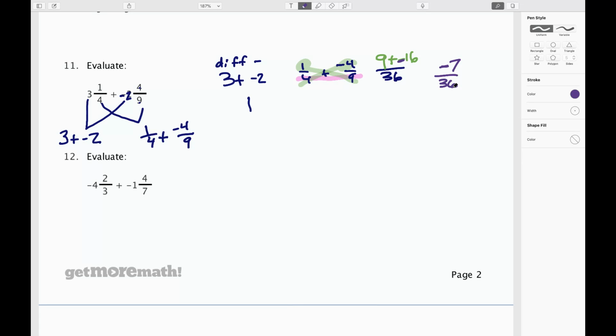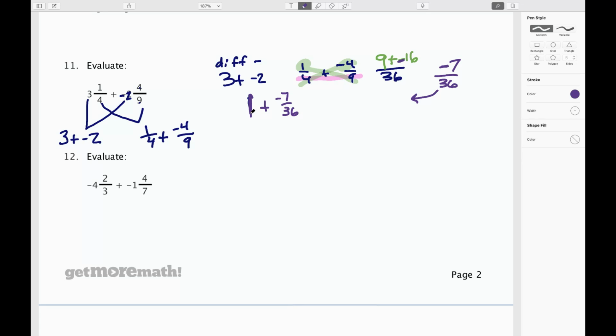And I look at that and I think, nope, there's nothing I can do to reduce that. Okay, so I've got -7/36. Now what I'm going to do is bring this back to the problem. So plus a -7/36. The common theme throughout all this is that they're different signs, so I need to subtract. And in this particular case, that is true. Different signs, I need to subtract.